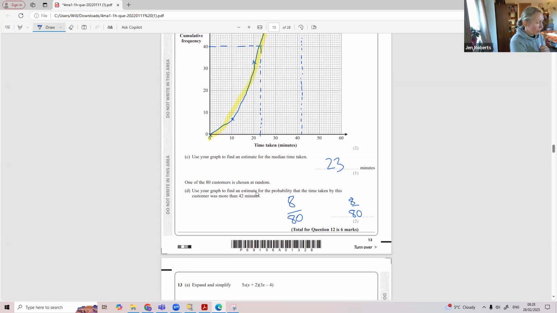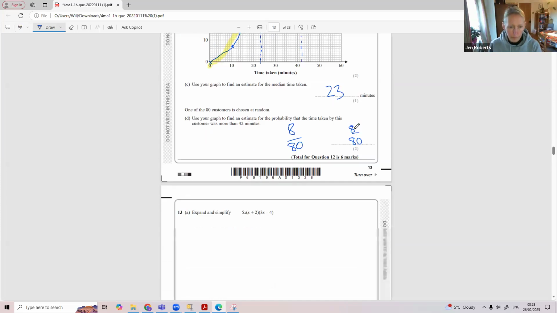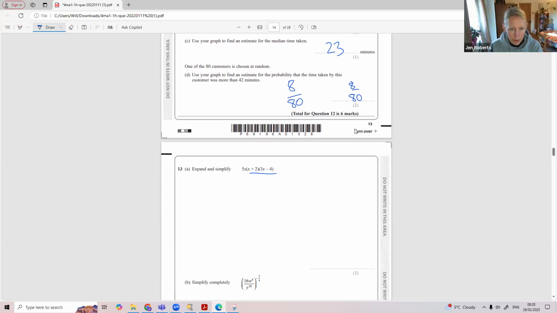Okay, we've got some triple brackets to expand next. I will expand these double brackets first. 3x squared minus 4x. 2 times 3x is 6x. 2 times negative 4 is negative 8. And you times all that by this 5x. 5x times 3x squared is 15x cubed. 5x times minus 4x is minus 20x squared.